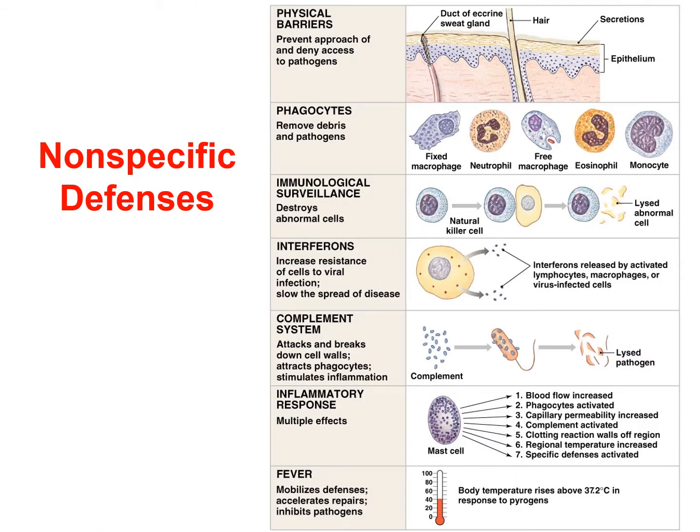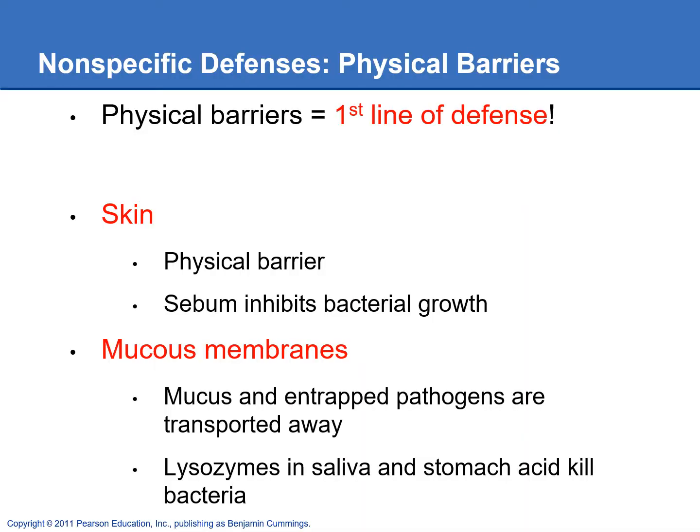So here's just a list of the nonspecific defenses. We're going to talk about most of these as we go through. And we're going to start with the first nonspecific defense, our physical barriers, the skin and mucous membranes. So that's your first line of defense. That keeps a lot of things from getting into your body.